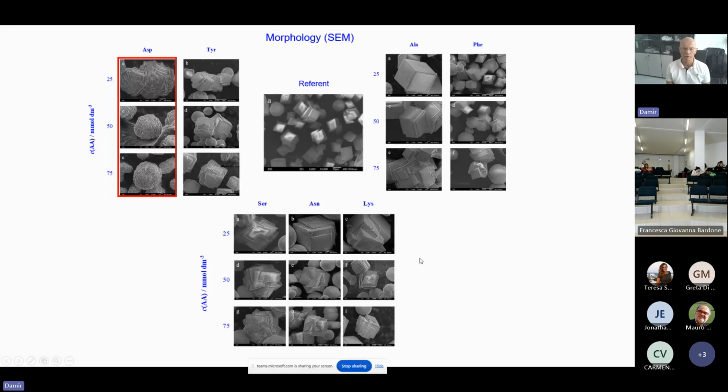The effect of polar amino acids is somewhat similar to charged ones, which is also consistent with the structural analysis. The increasing number of new planes is obtained after the addition of amino acids, particularly in the serine system, and less in the asparagine system.